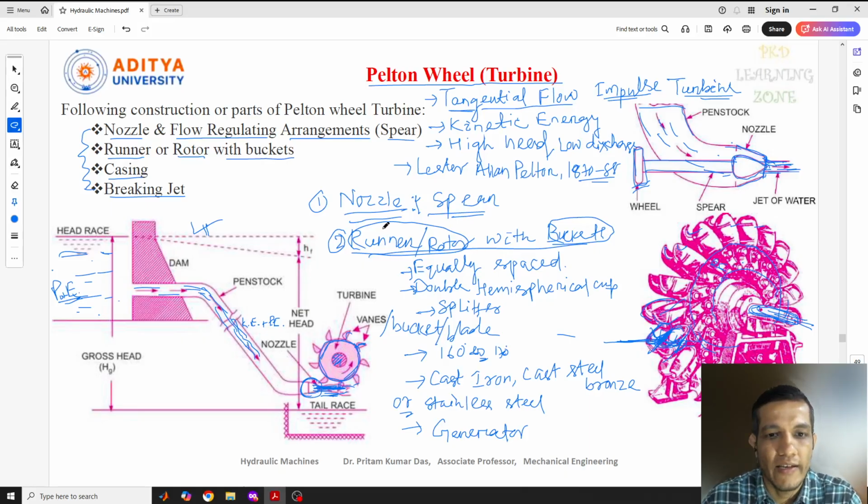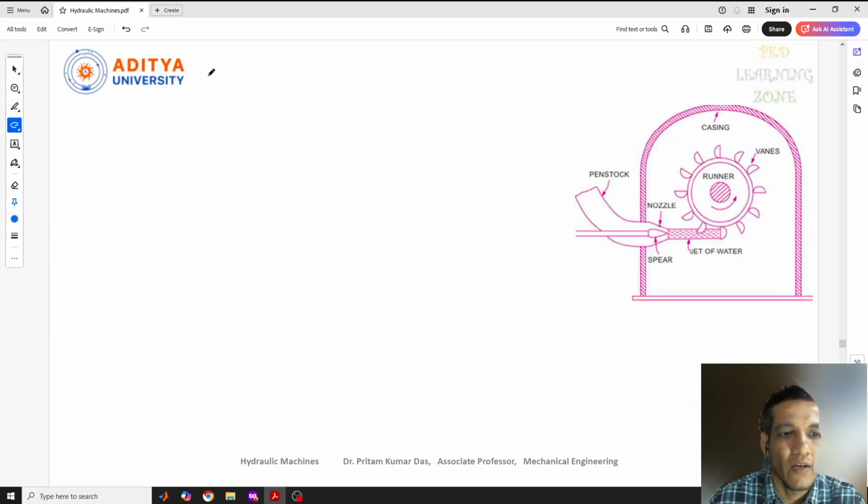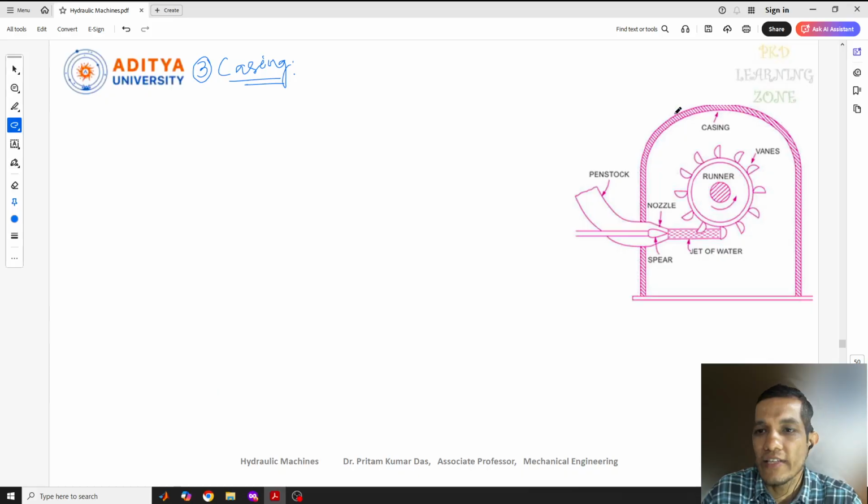Then the next one is the casing. The casing and braking jet are simple. For that I have taken another diagram. So first we'll see the third one, the casing part. If you see, it is nothing but just a cover. The function of this casing is only to prevent the splashing of water to the outside, and also to discharge the water.